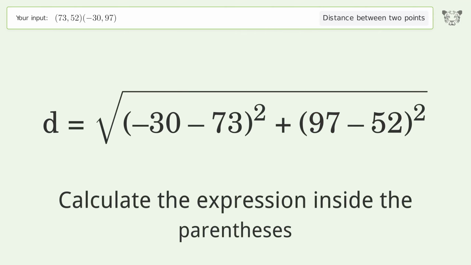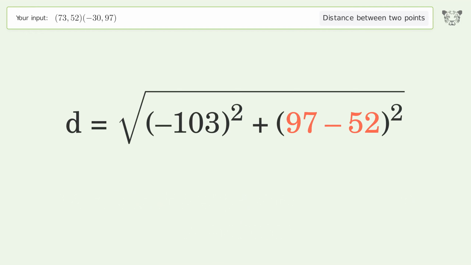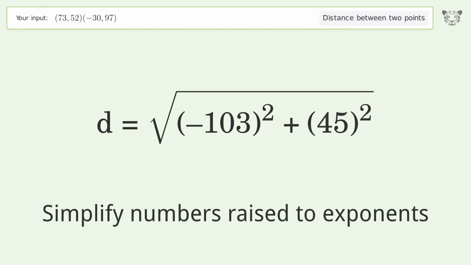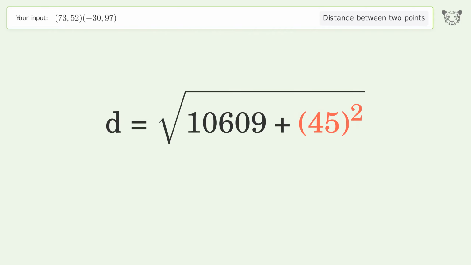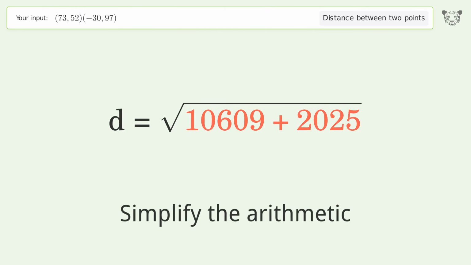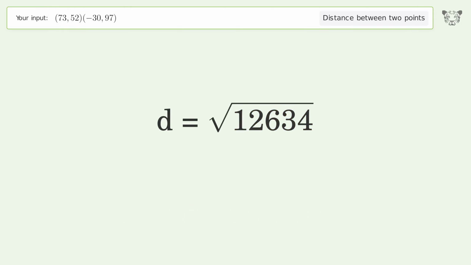Calculate the expression inside the parentheses. Simplify numbers raised to exponents. Simplify the arithmetic. And so the distance between the 2 points is the square root of 12,634 or 112.401.